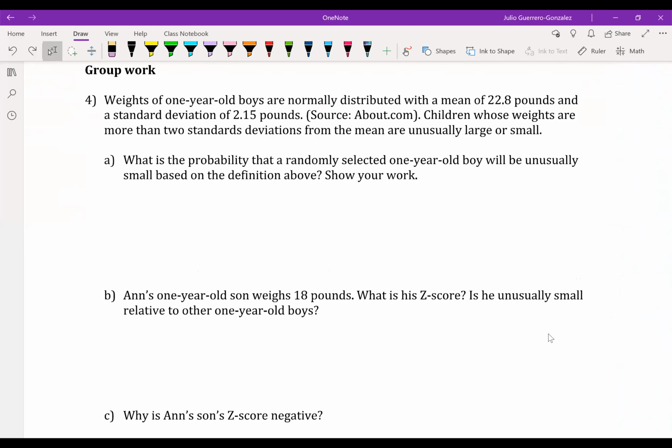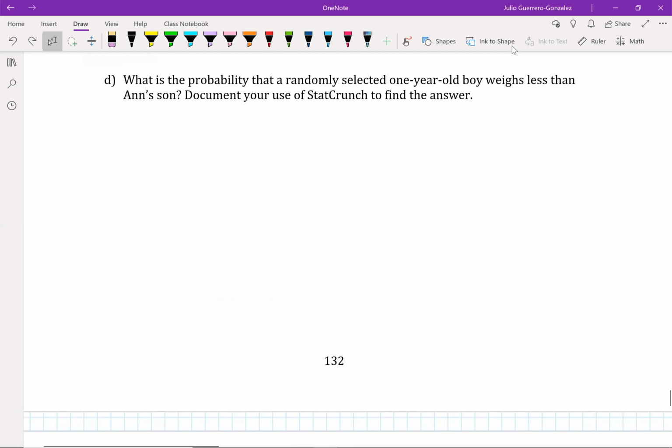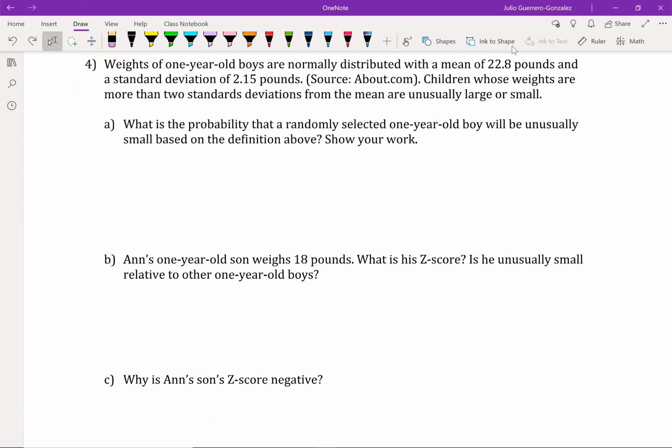Okay, I think we're all back. Okay, so what did people get for the first one? What page is this? 132. Thank you. What did people get for the first one? 2.5%. Why 2.5 and not 5? Because it's asking specifically for lower than the 2 standard deviations. Right. Oh, I messed up.